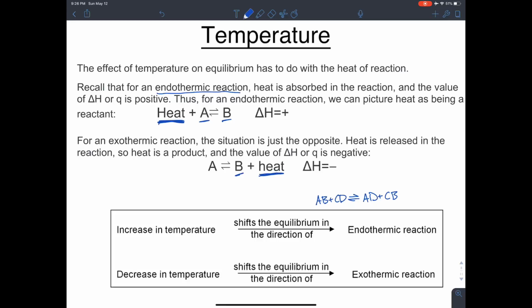Double displacement. Within this reaction, there are two reactions. I have AB plus CD making AD plus CB, and I also have AD plus CB making AB plus CD. So you can see these two reactions are that one reaction. I just broke it up. I took the arrows and made them single arrows and broke that up.